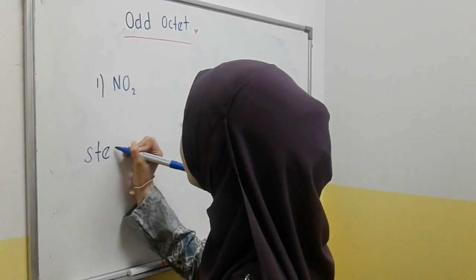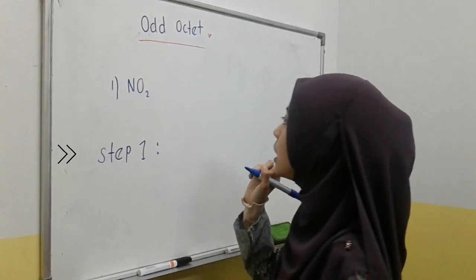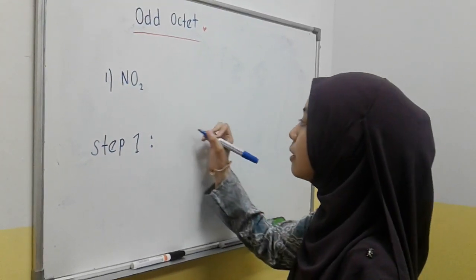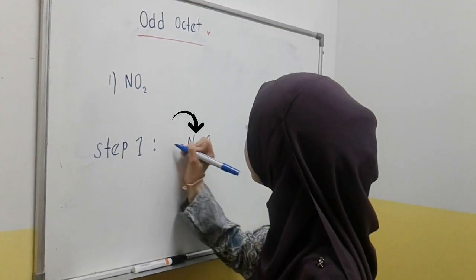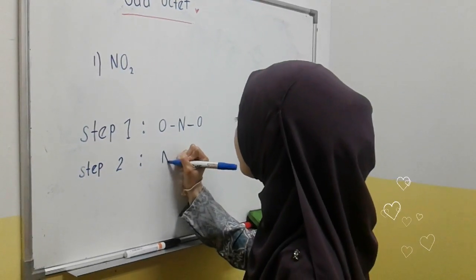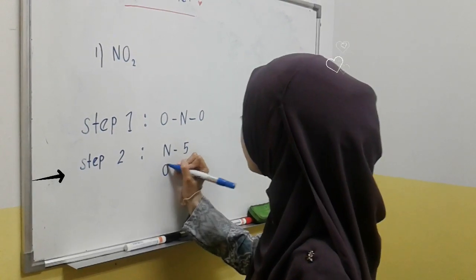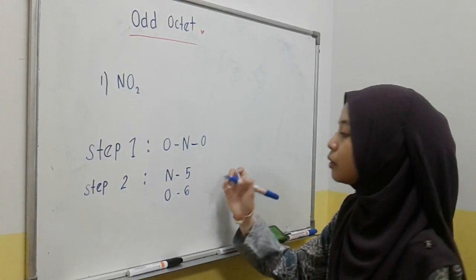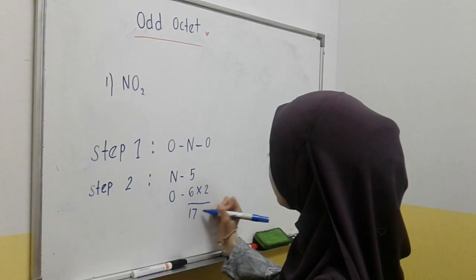Step 1. You must put the element with less electronegativity in the center of the atom. The number of valence electrons is 5, 4, 6, but O has 2, so we have to multiply by 2, giving 17 electrons.